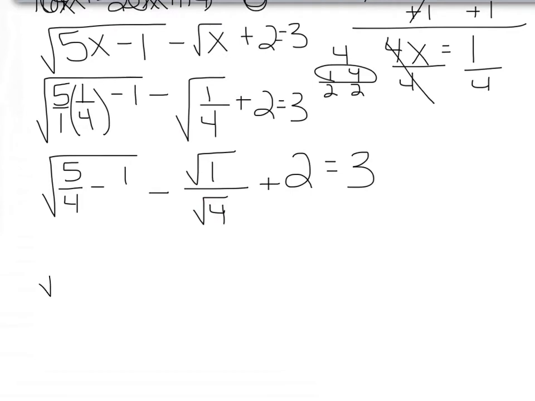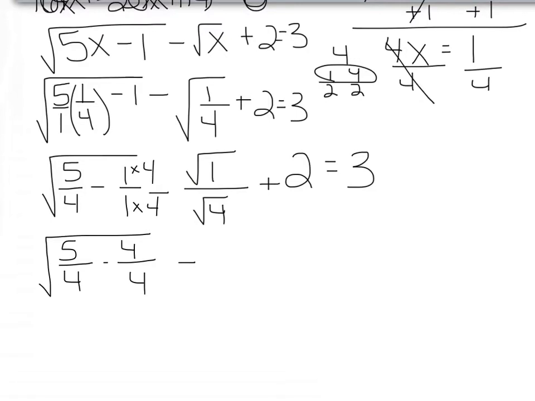Alright, in this radical, I'm going to need a common denominator. That common denominator is 4. Go ahead and put your 1 over 1. This fraction doesn't change at all. 1 goes into 4. 4 times 1 is 4. Or you can say times 4 with each one.